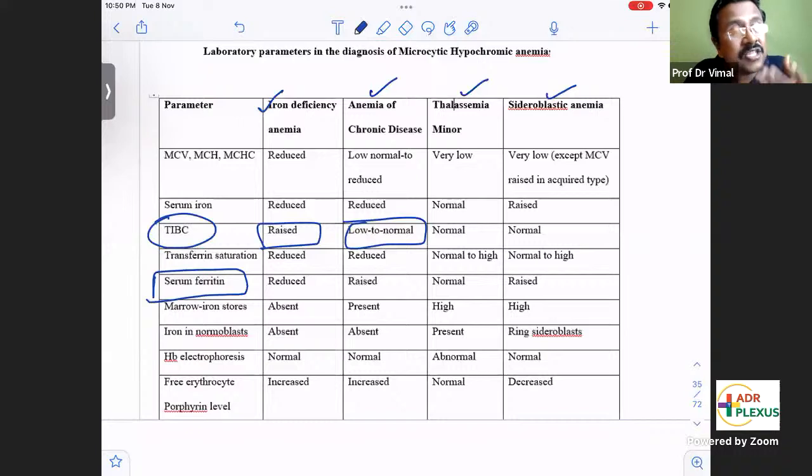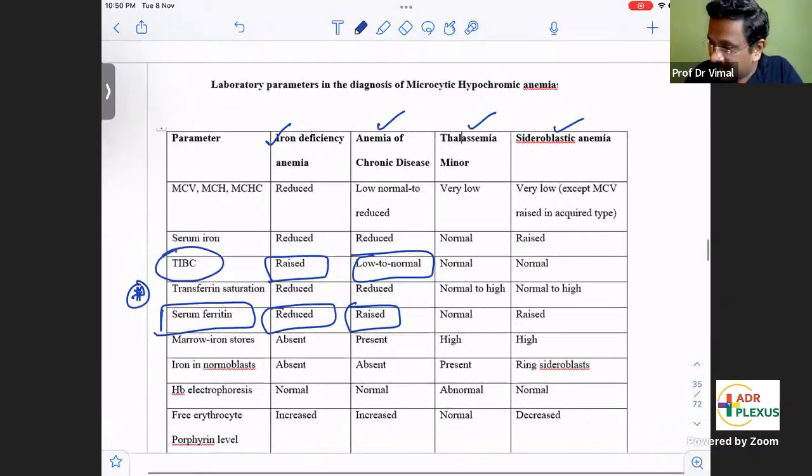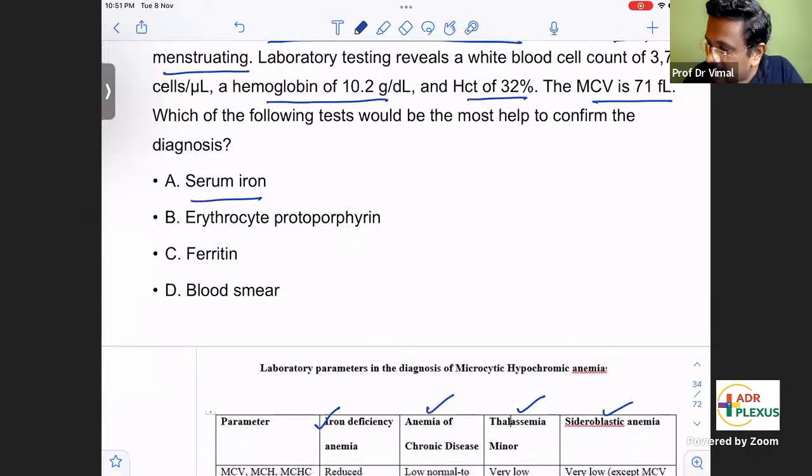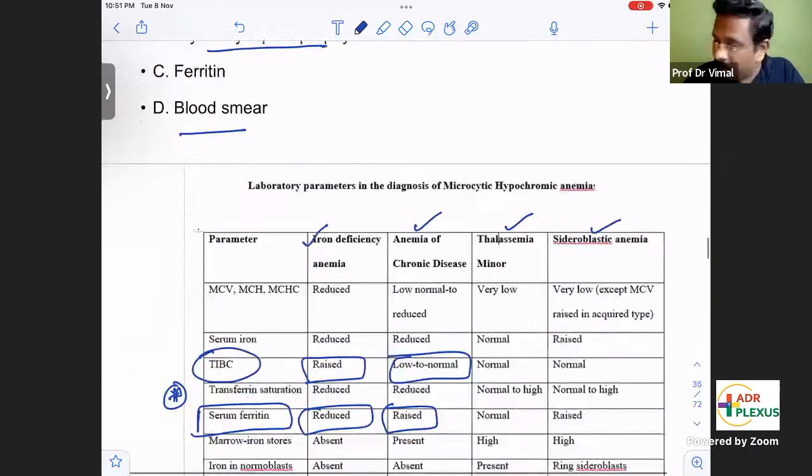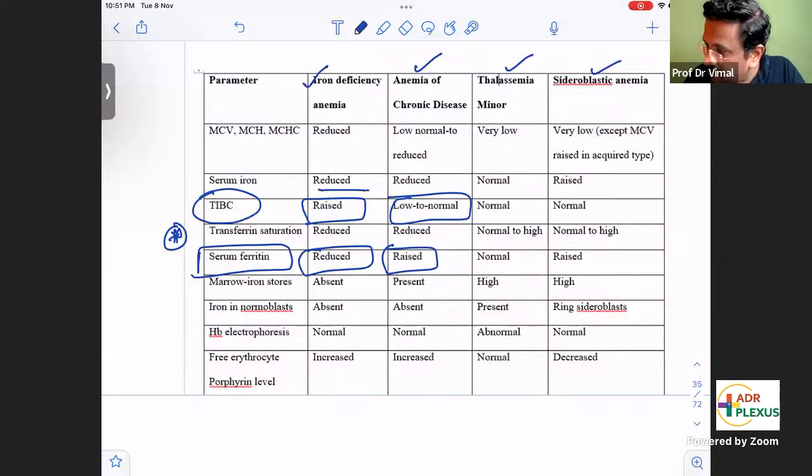Serum ferritin, which is a storage form of iron, will be reduced in iron deficiency anemia and raised in anemia of chronic disease. These two parameters will help us differentiate between iron deficiency anemia and anemia of chronic disease. Whereas serum iron, erythrocyte protoporphyrin, and blood smear will all be similar. Serum iron will be reduced both in IDA and anemia of chronic disease. And free erythrocyte protoporphyrin levels will be increased in both IDA and anemia of chronic disease.